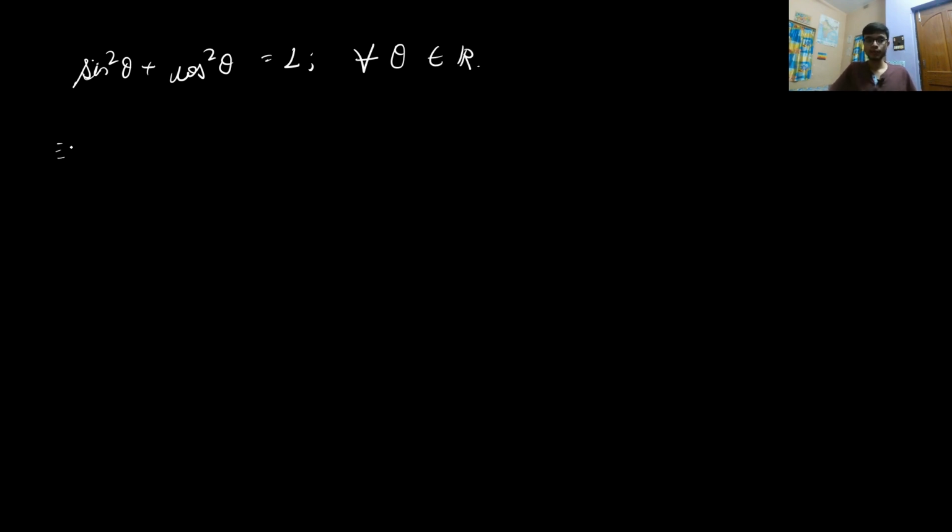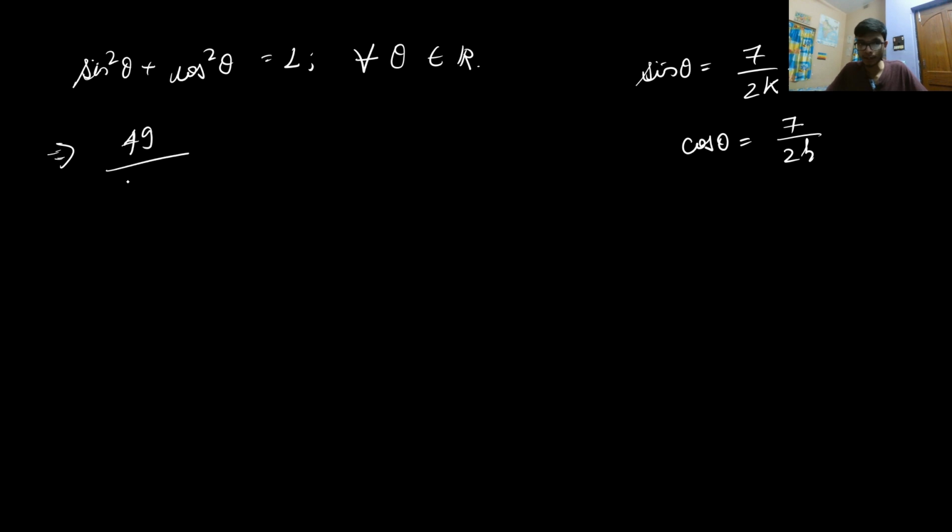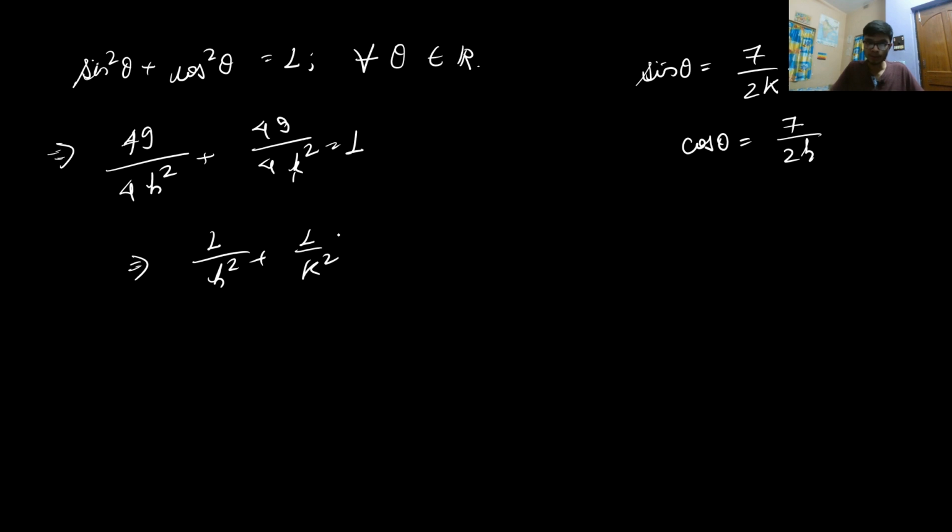Alright. So from here, I can get the value of sin theta as 7 by 2k, and similarly I will get the value of cos theta as 7 by 2h. So from here, if I square and add, I'll get the answer as 1. So this will become 49 by 4 h square plus 49 by 4 k square is equal to 1. So from here, if you solve this, you will get 1 by h square plus 1 by k square is equal to 4 by 49.